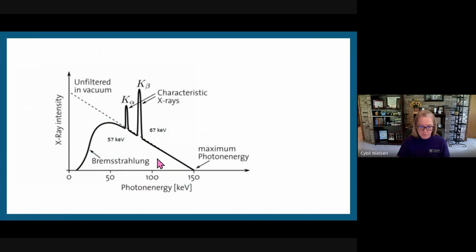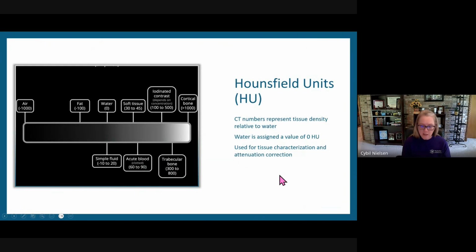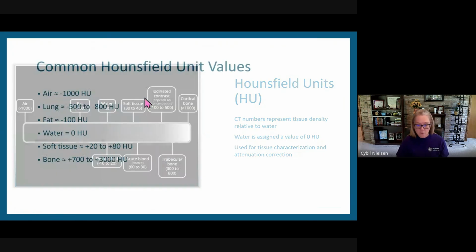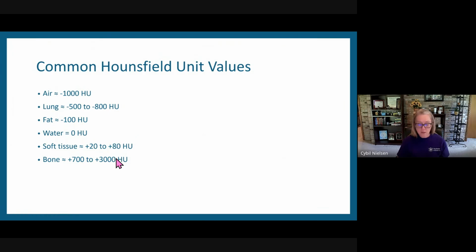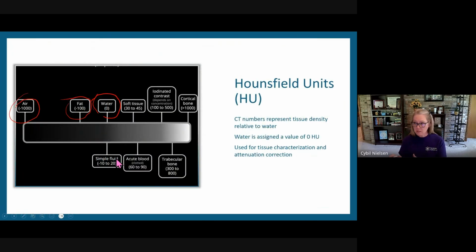All right. And then, of course, we have Hounsfield units. The Hounsfield units relate everything, the density of the tissue, back to water. So water is 0. Anything that's more dense than water gets a number above 0. Below, like fat and air, is going to be less than 0. So here are some common Hounsfield units. And the reason we use this in PET CT is because we get the Hounsfield unit, we convert that to an attenuation correction factor, and then we correct for the attenuation of the PET.